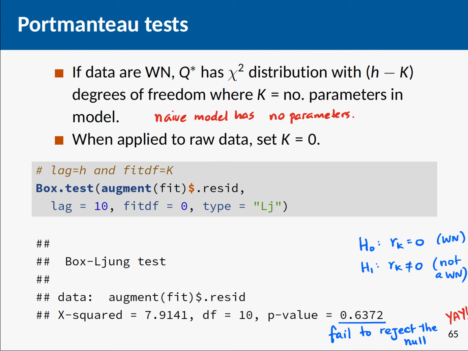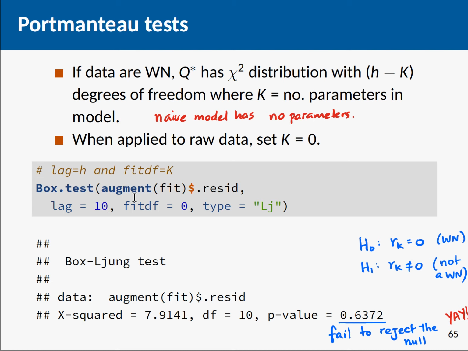Now, how do we do this in R? One thing we want to remember is that if data are white noise, then the Q statistic has a chi-square distribution with h minus K degrees of freedom. So h is the max lag, and capital K is the number of parameters in the model.